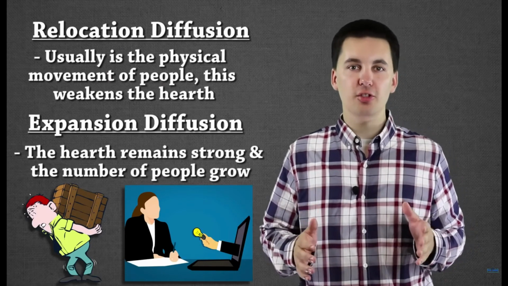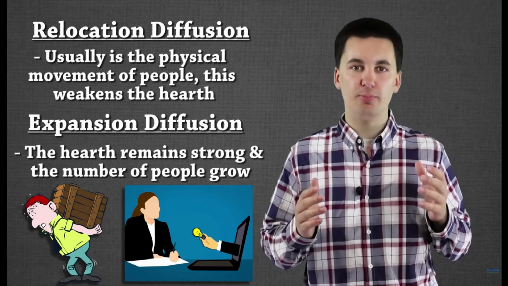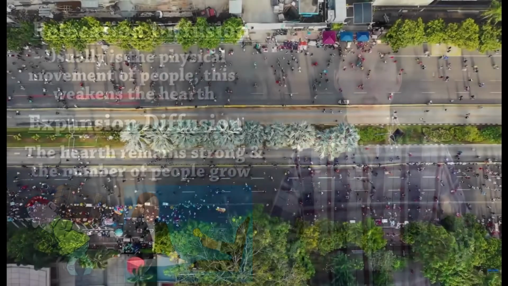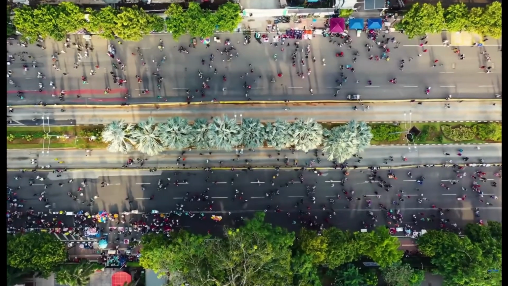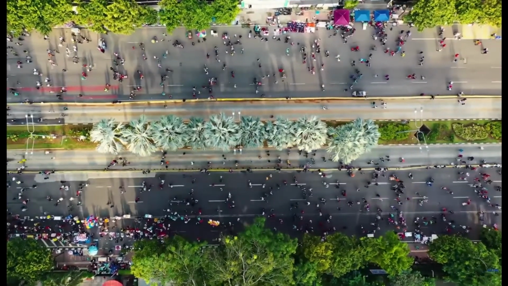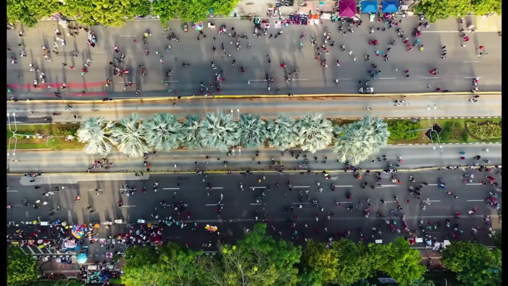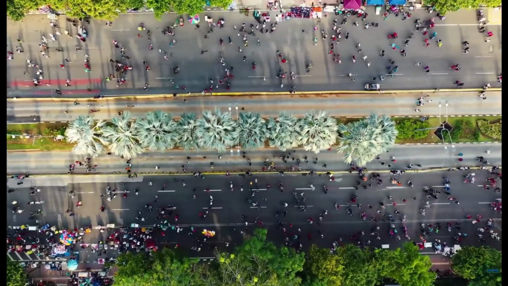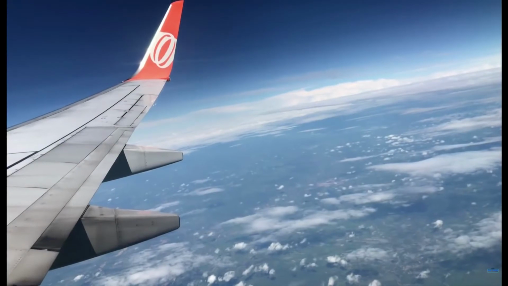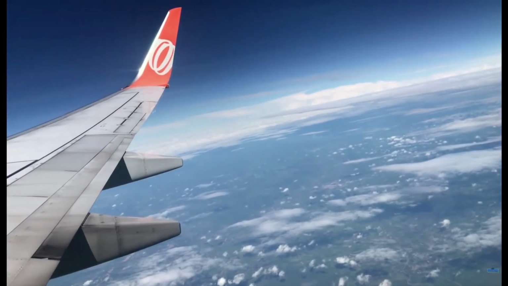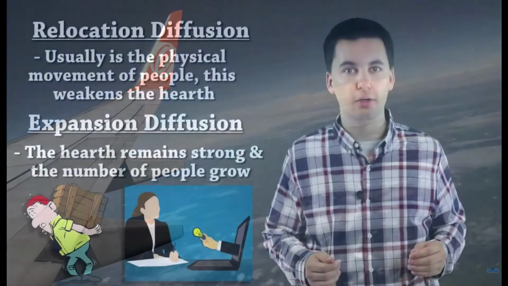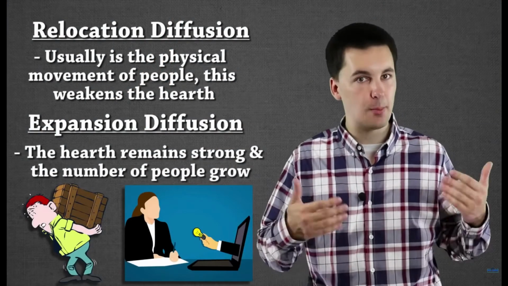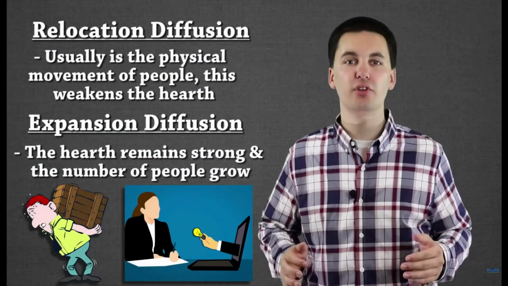Now relocation diffusion is when we have a particular item or a group of people that is going to just move locations. And the hearth actually becomes weaker because of it. See, what's happening here is this group just physically picks up and moves to a different area. So the hearth starts to die off. In some cases, it completely dies off, and there's no longer that original hearth. And the entire idea, topic, people, whatever it is, has moved on.